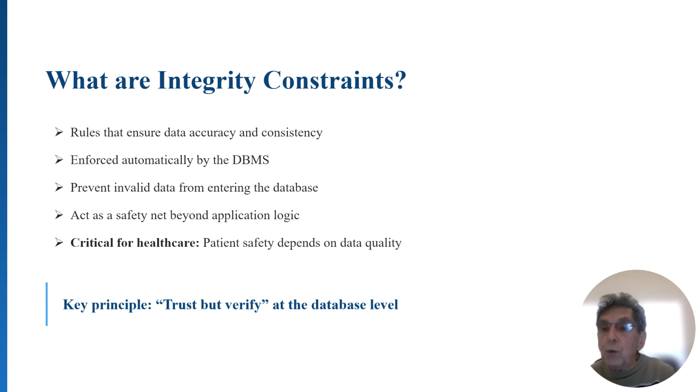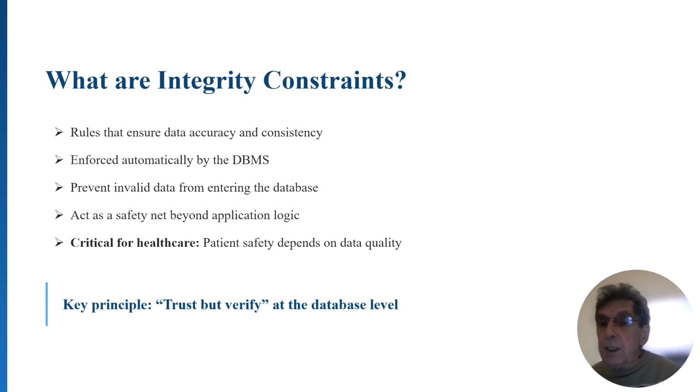Integrity constraints are rules defined in the database schema that ensure data accuracy and consistency. They're enforced automatically by the database management system, not by application code, not by user discipline, but by the database itself. When you try to insert, update, or delete data, the DBMS checks whether the operation would violate any constraints. If it would, the operation is rejected with an error, and the invalid data never enters the database.